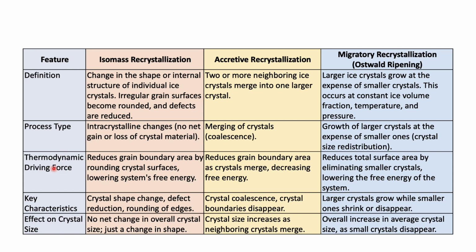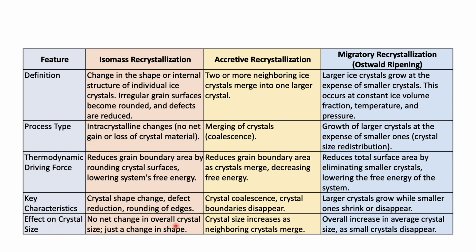When we look at the thermodynamic driving force for isomass recrystallization, it reduces the grain boundary area by rounding the crystal surface, lowering the system's free energy. In accretive recrystallization, this reduces the grain boundary area as the crystals merge, decreasing the free energy. And in Ostwald ripening, this reduces the total surface area by eliminating smaller crystals, thereby lowering the free energy of the system. So what are the key characteristics? Those are given here.